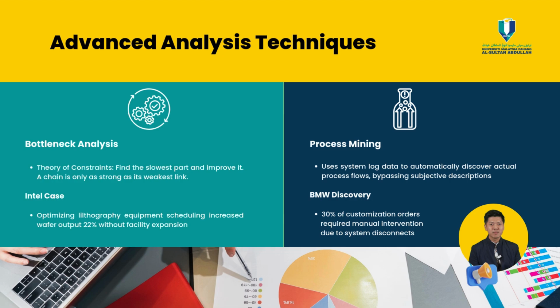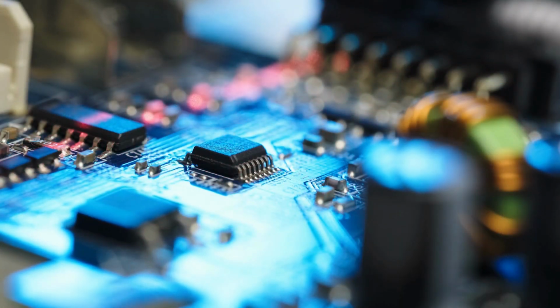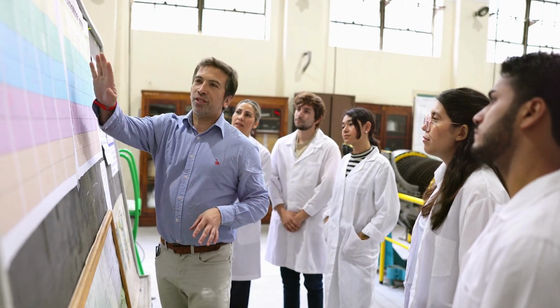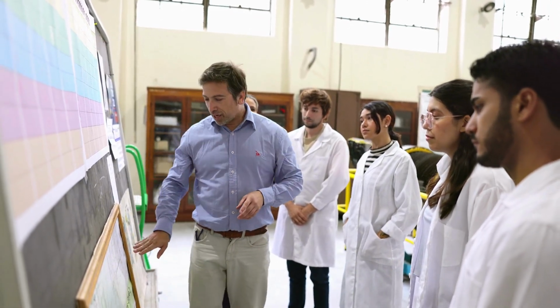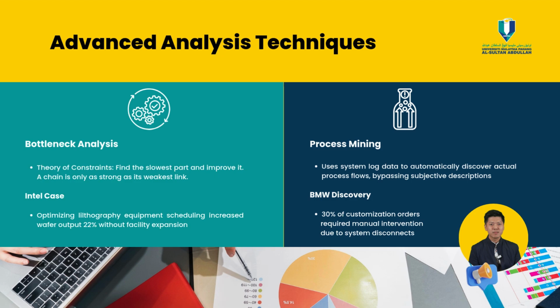Once we have a clear map, we can move to advanced analysis techniques. One classic method is bottleneck analysis, rooted in the theory of constraints. The idea is simple but powerful. A chain is only as strong as its weakest link. Find the slowest part of your process and improve it. At Intel, by simply optimizing the scheduling of their lithography equipment, they increased wafer output by 22% without building a single new facility. A more modern technique is process mining.